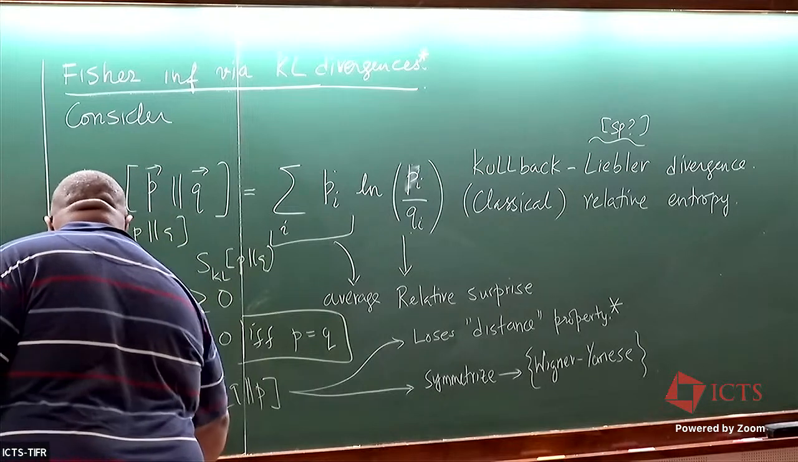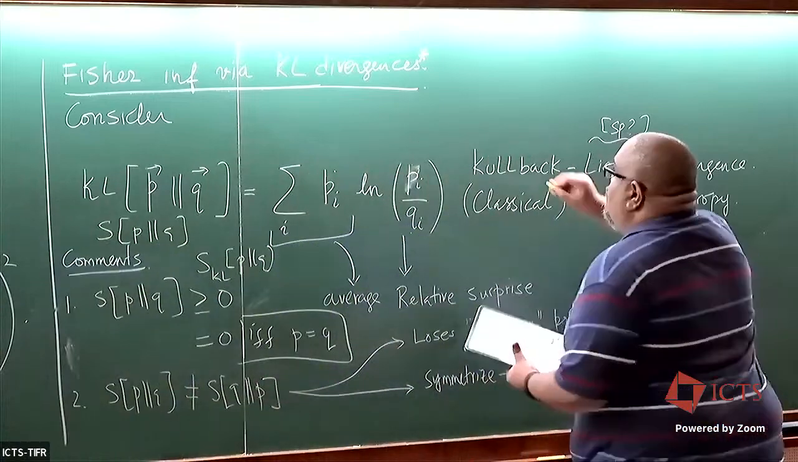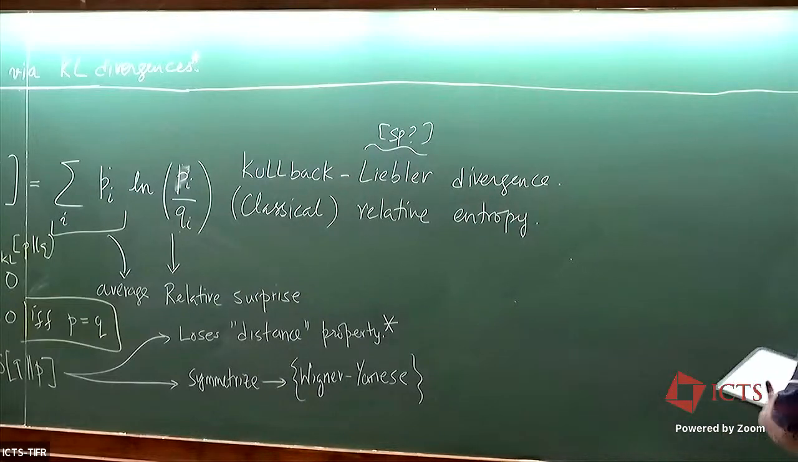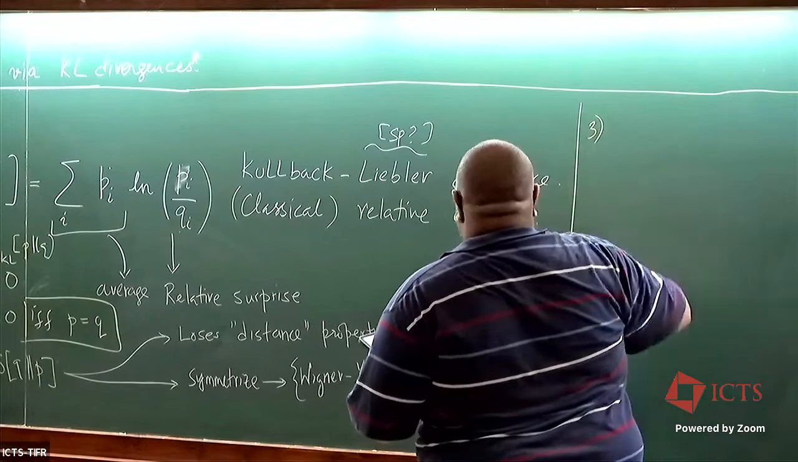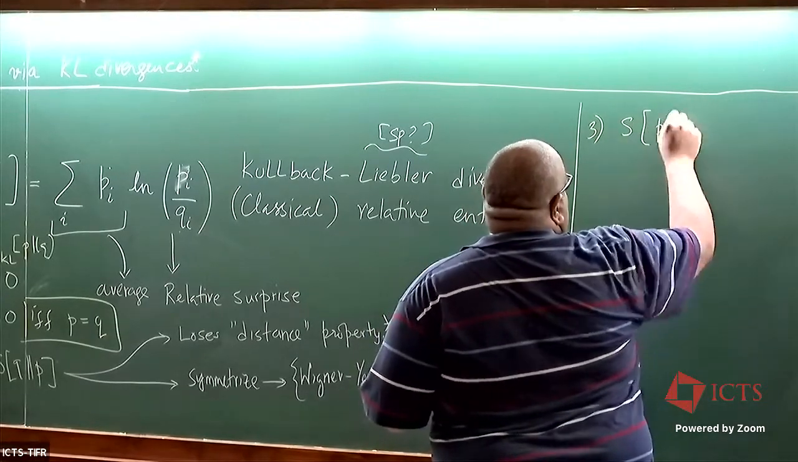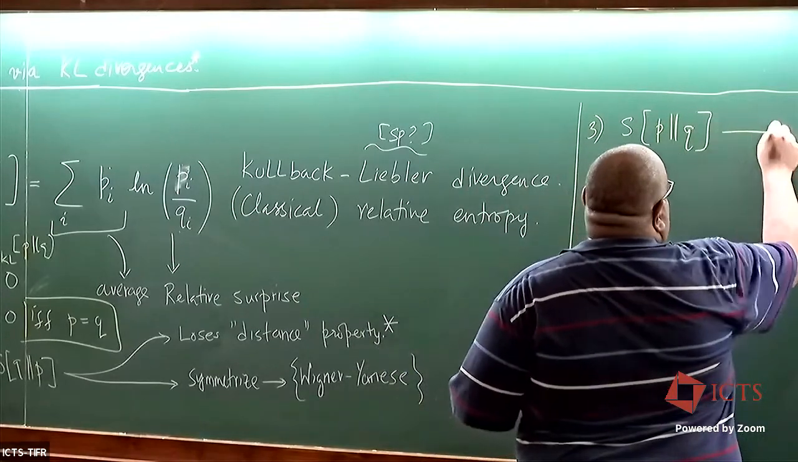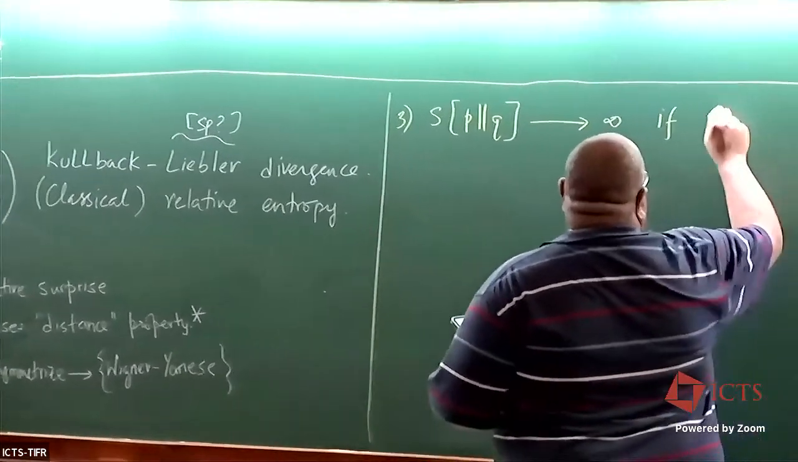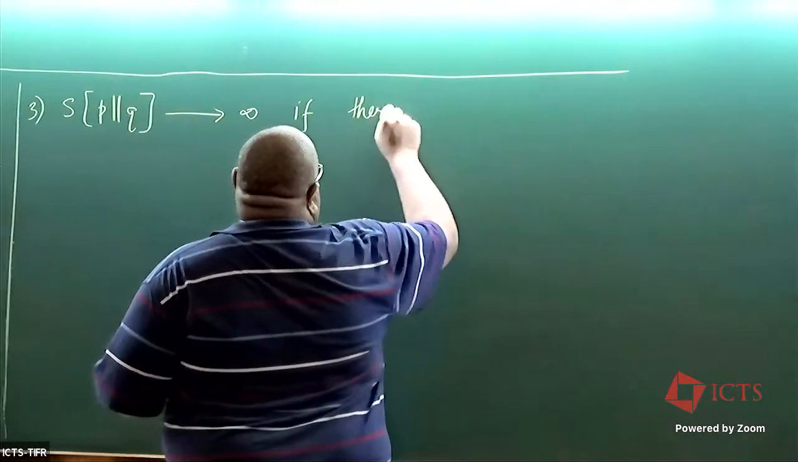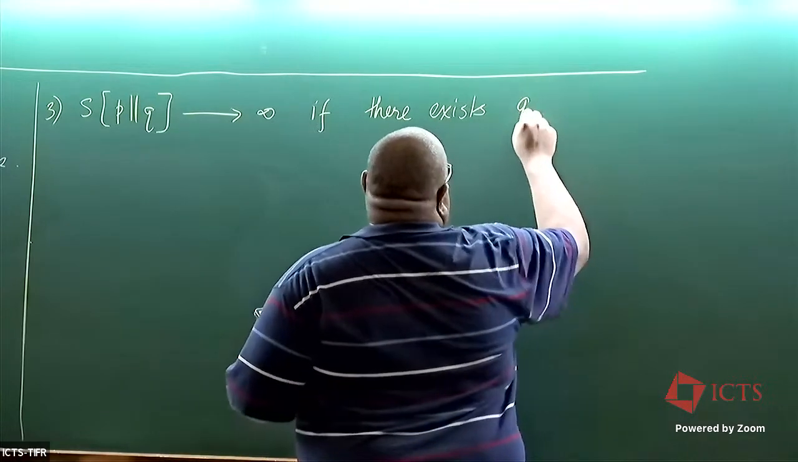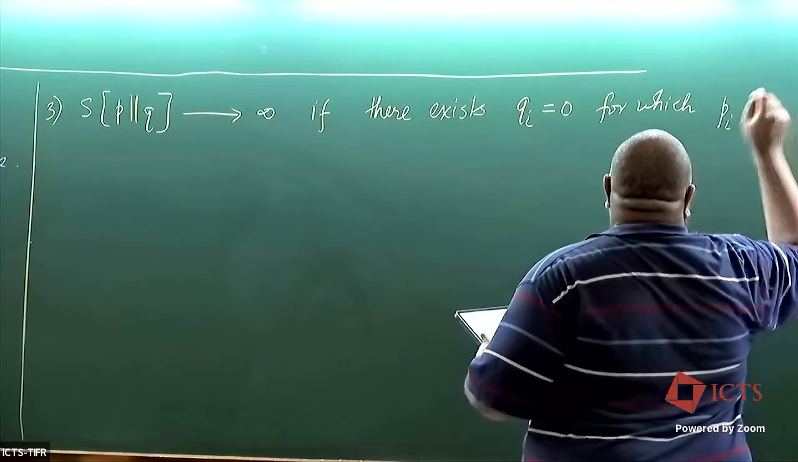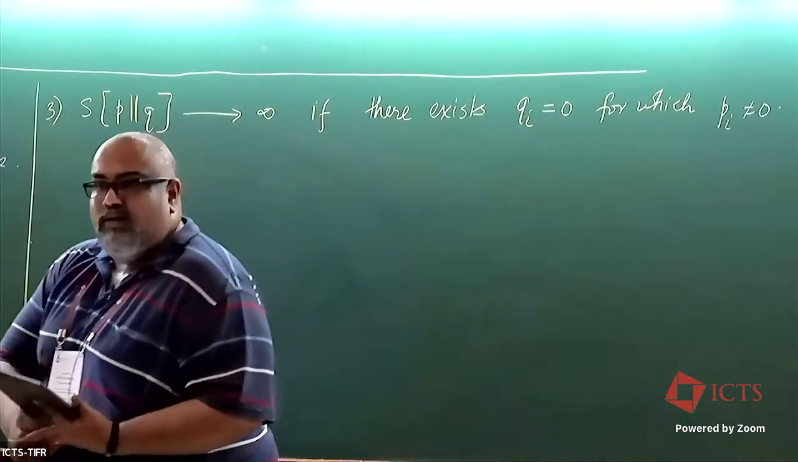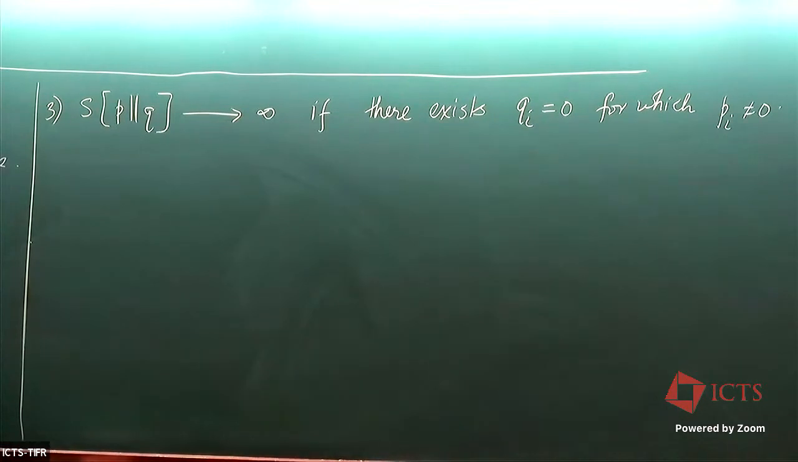The third comment that I want to make, perhaps I'll make it over here. The third comment I want to make about this quantity, S of P Q, can go to infinity if there exists Qi equals 0 for which Pi is non-zero. So there is a nested kernel property here. If all the zeros of the probability distribution of Q don't line up already with P, then P over Q can blow up.